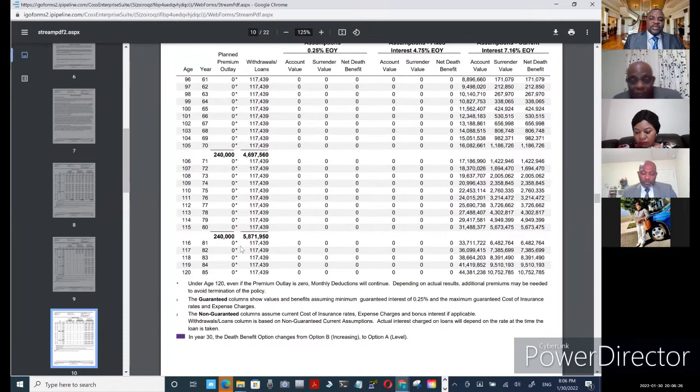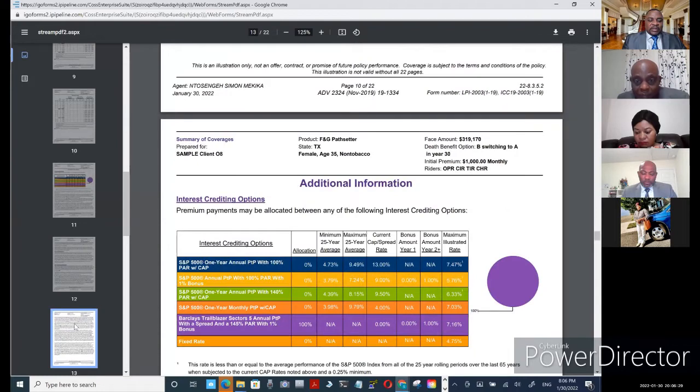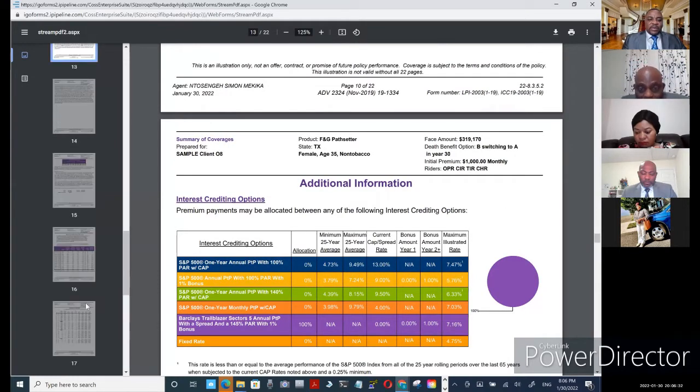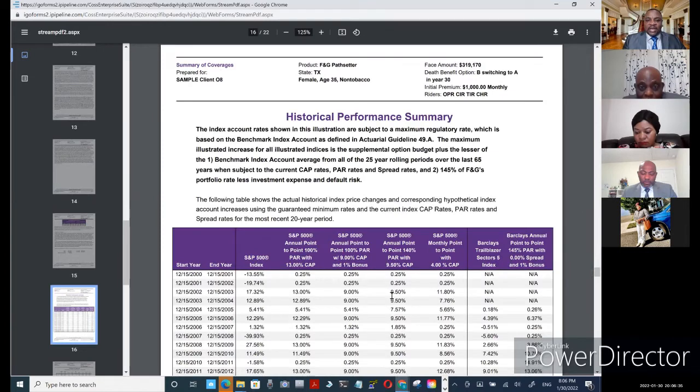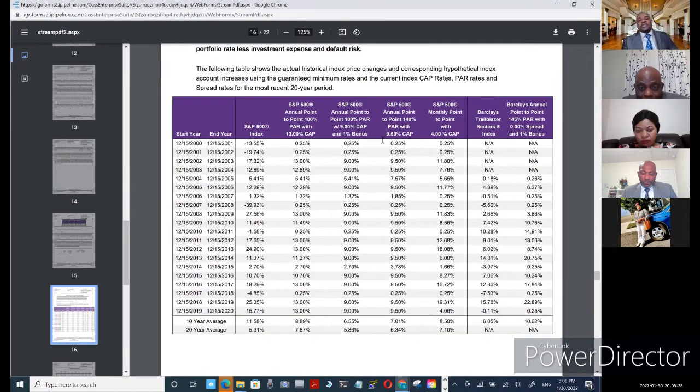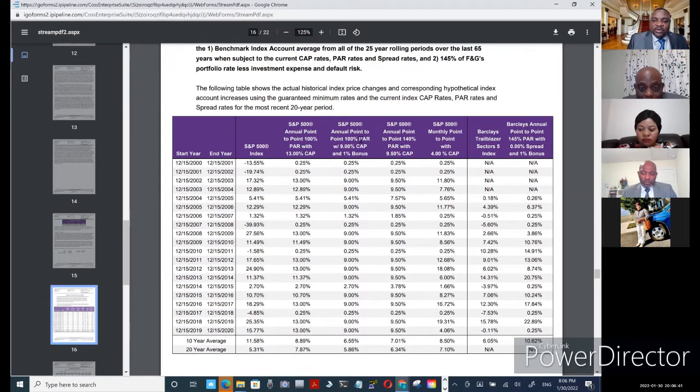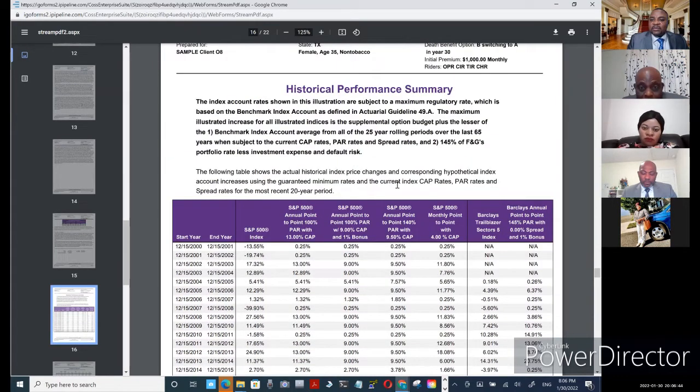Now, quickly, let's run down. Let me show you the historical performance of this index, just so that you are more armed to face those difficult clients that will come and bump question. Tell them that, hey, this is historical performance of those indices, and especially the Barclays Trailblazer annual point to point. Do you see here? It has a 145% participation rate with no spread. And it has another additional 1% bonus, subject to current cap rate participation rate over the last 65 years.